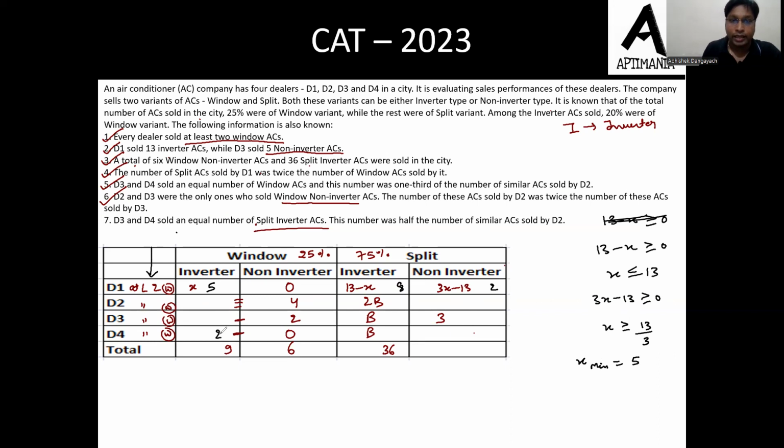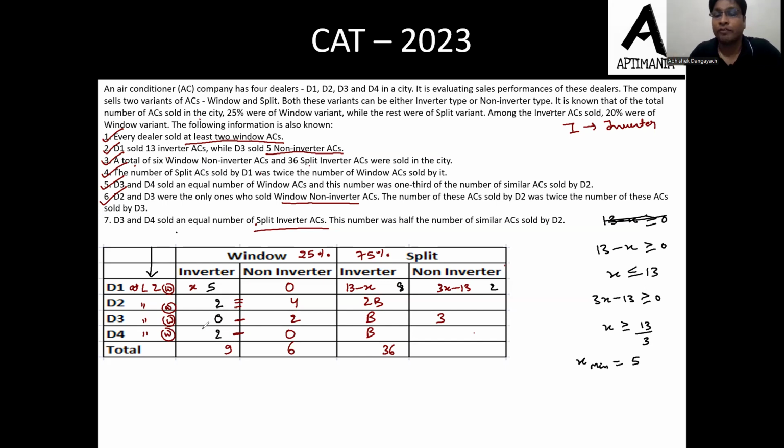In case हम यहाँ पे 2 लेते हैं, so the total number of window ACs sold by D4 is 2. And as per the condition given, the total number of window ACs sold by D4 and D3 was equal, so this must also be equal to 2. ये भी 2 होना चाहिए, तो यहाँ पर 0 आ जाएगा. And we again have one condition that D2 sold thrice the number of ACs as sold by D3 or D4. So the total number of ACs with D2 must be 6. So here it must be 2. और आप देखेंगे ये केस बैठ भी रहा है. 5 plus 2 plus 0 plus 2 is 9, जो हमें required था.